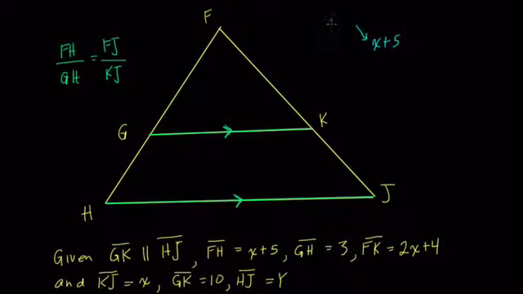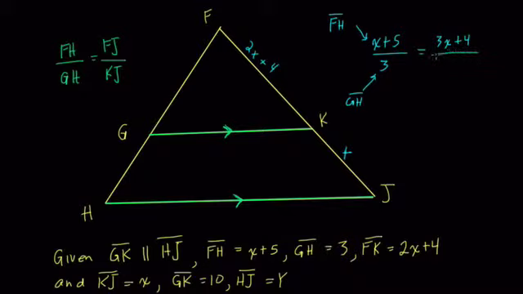So for our proportion over here, we have x plus 5. That is FH. And that's over what? GH, which is 3. Okay, so we have GH here. That's going to equal FJ, which they don't give us directly, but we know FK is 2x plus 4, and we know that KJ is x, so add them together, and that's 3x plus 4 over, I'm going to label that as FJ, so they might not give it to you directly, but you can just add sides, over KJ, which is x.